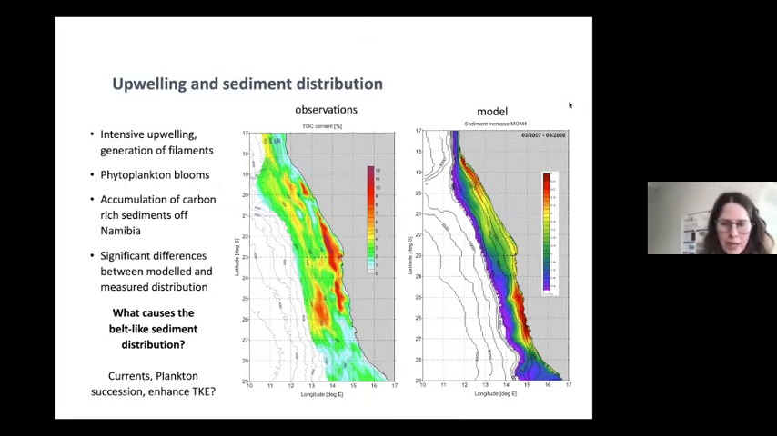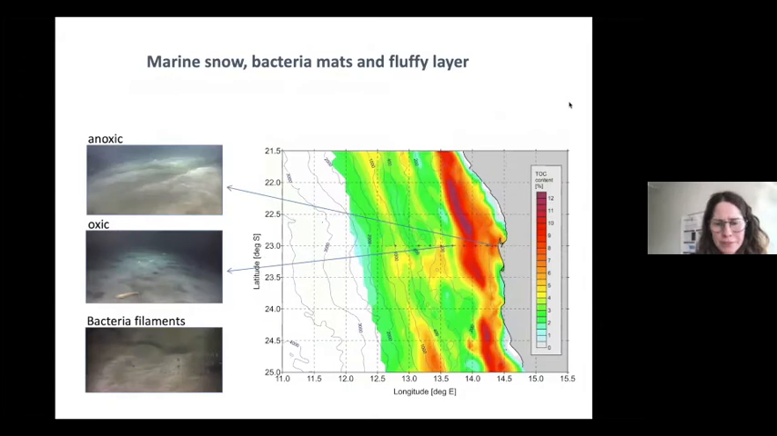In this area, we have sediment formation that is very particular for that region. We call it the mud belt. It's a very organic-rich sediment that goes all parallel to the coast. Here we can see some pictures of the bottom. The first picture shows the typical anoxic sediments we found in this region.